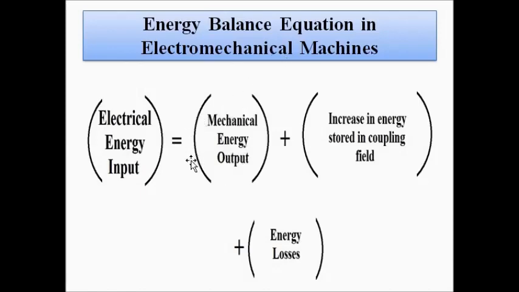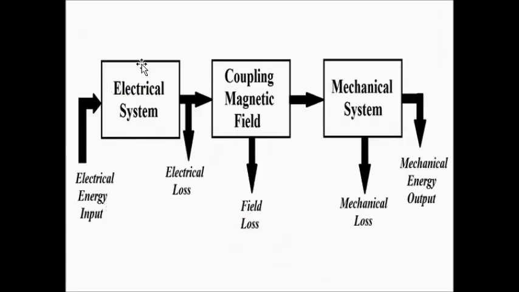There will be some mechanical energy output, and there will be some loss of energy in the coupling magnetic field, and there will be some other losses. Okay, so we can express it in this way. Let's say we have an electromechanical machine. The block diagram is represented. It consists of an electrical system, a mechanical system with the coupling magnetic field in between.